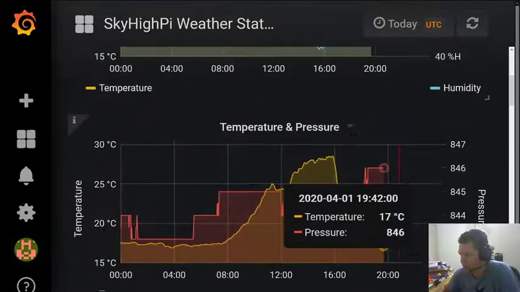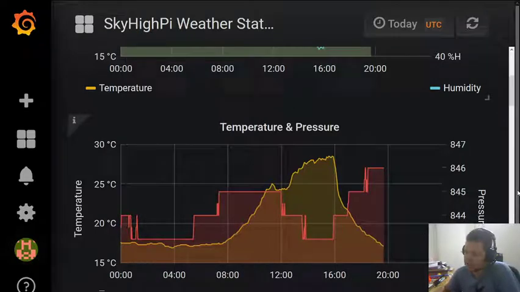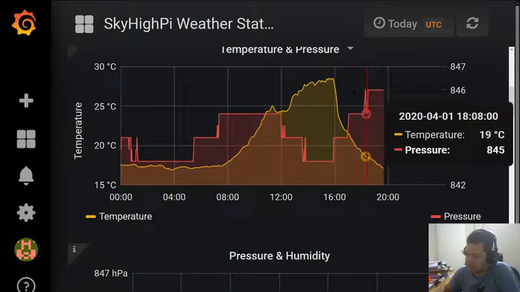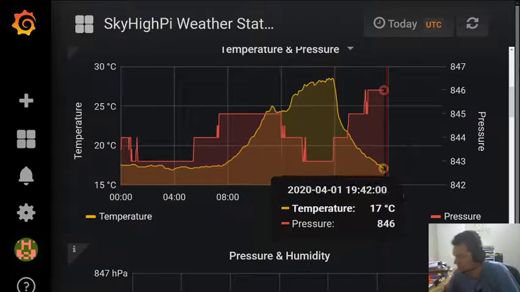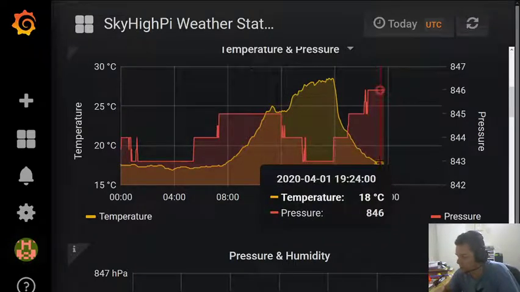If we now look at the second graph, this is the pressure and temperature relationship. The temperature is the yellow line again, and pressure is the red line. There are 2 things to notice. The first is that the air pressure does not change that much during the day. There are not these massive swings. The difference between the highest and lowest pressure today was like 3 hectopascals. The max was 846 and the minimum was 843.